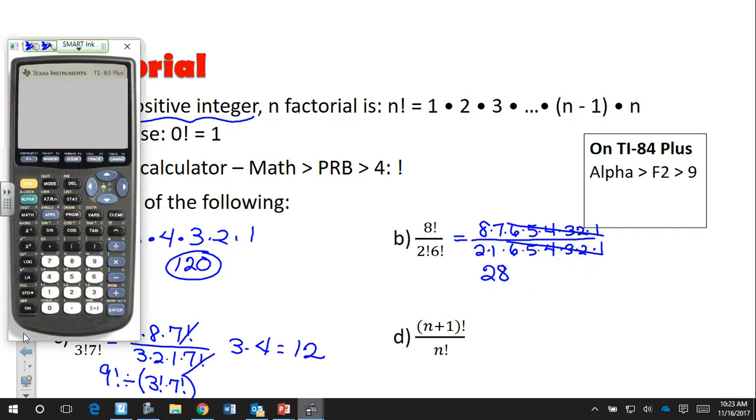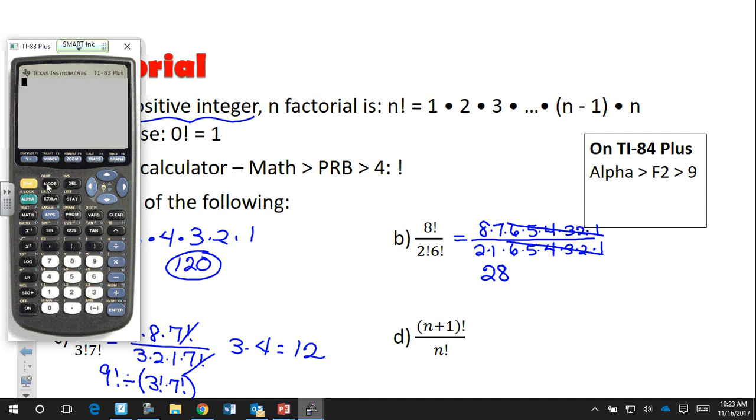All right, let's do that real quick. So on the 84s, easy way to get there is alpha F2 and then choose 9. I don't know if this 83 will do that. So alpha F2 doesn't get me anything. Okay, oops.